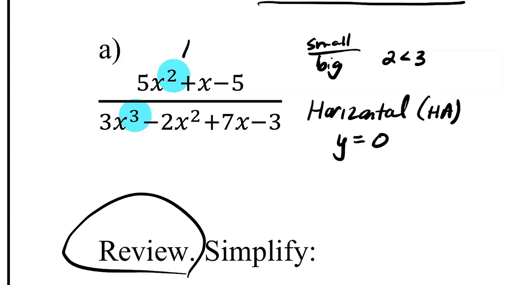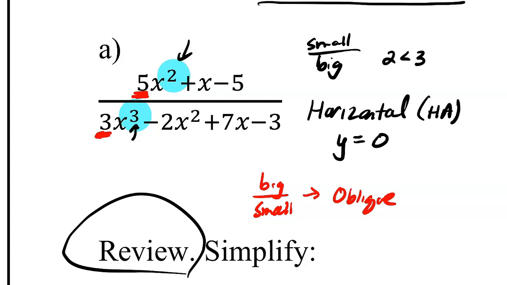Now if they had been the same number, if they were both 3, then it would be the coefficients. You'd have a horizontal asymptote at 5/3. If the numerator was bigger, if you go big divided by small, that would give us an oblique asymptote. But that's not what we have here. We have the numerator smaller, the denominator is bigger, 2 is less than 3, so we would get a horizontal asymptote at y equals 0.